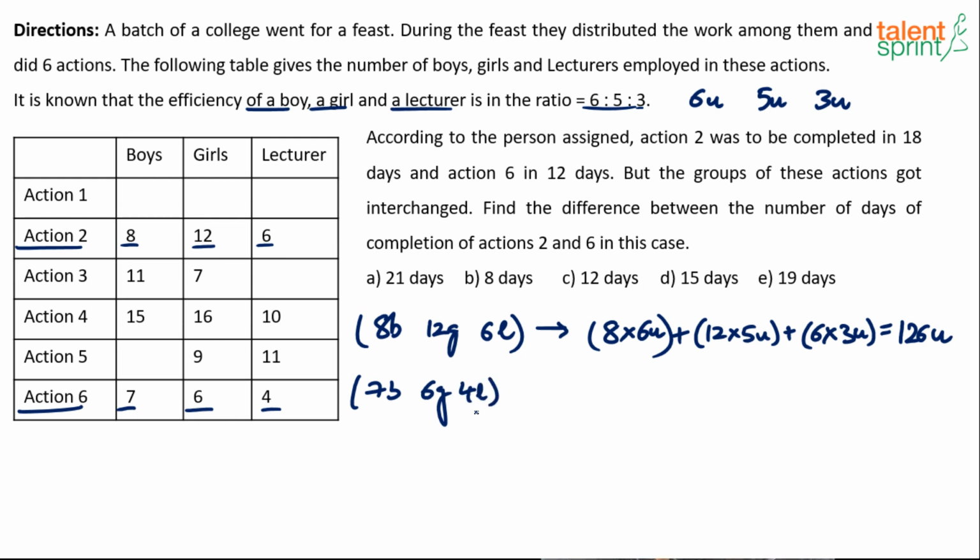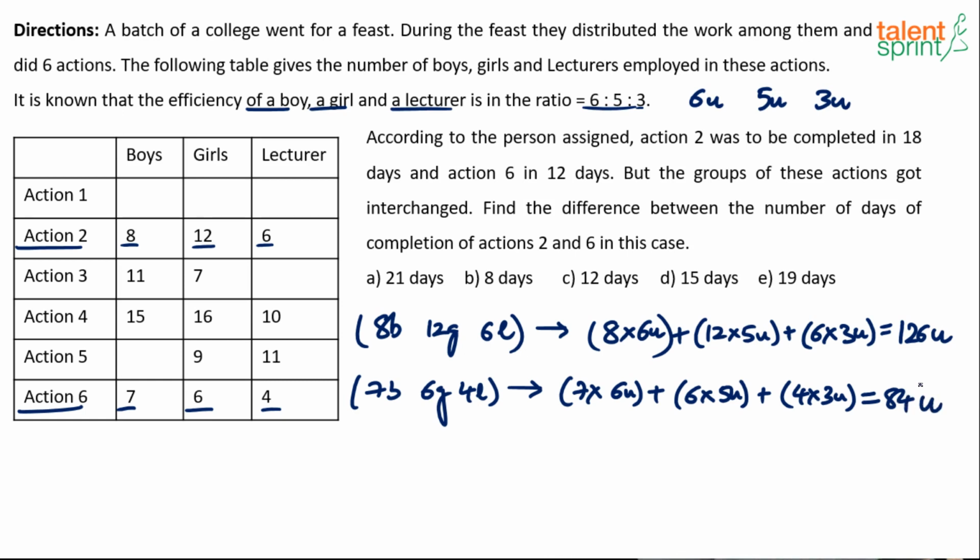You don't have to write all this in the exam, right? Just for the sake of explanation, I have to put it up here. So 7 boys into 6 units of work per day, plus 6 girls into 5 units of work per day, plus 4 lecturers into 3 units of work per day. How much is this? 7 6s is 42, 6 5s is 30, so that's 72, and 4 3s is 12, so this is 84 units.